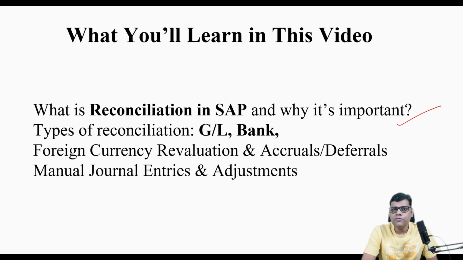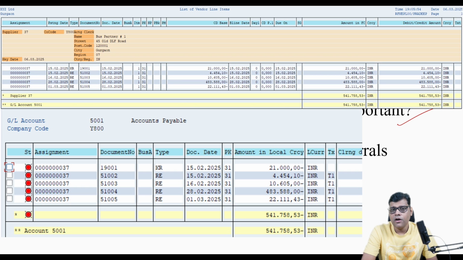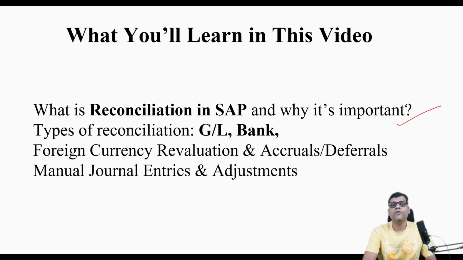Now from the GL point of view, we'll see why it is important and how we are going to do the GL reconciliation. As I said, GL reconciliation ensures that the GL balances match your subledger balances, like your receivable, your payable, and your asset accounting. So how are we going to do this reconciliation? If I am responsible for GL reconciliation, what am I going to do here? Anyway, I will show you GL reconciliation practically.